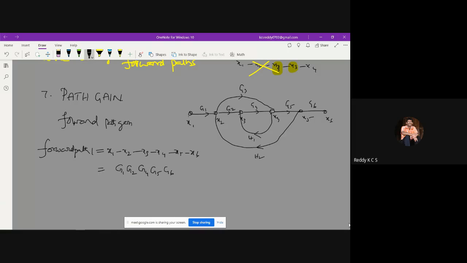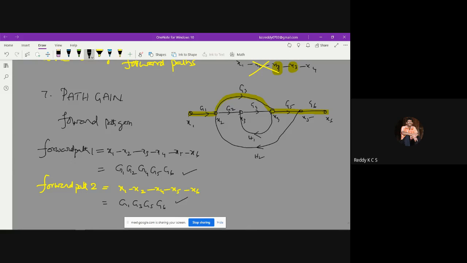Now, g3 we consider in the second forward path, which is going like this and then coming here and then coming like this. This also reaches the x6 node in this direction. We can write forward path 2 as x1 to x2, then x2 to x4, then x4 to x5, then x5 to x6. So what is the branch gain for this? It is nothing but g1 into g3 into g5 into g6. So this is called the forward path gain.